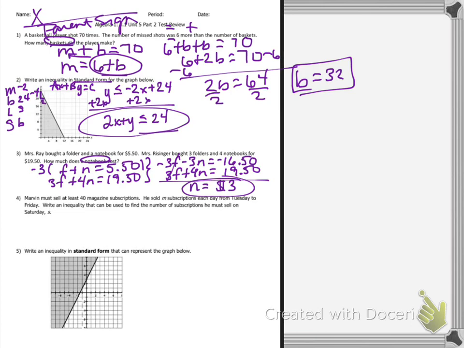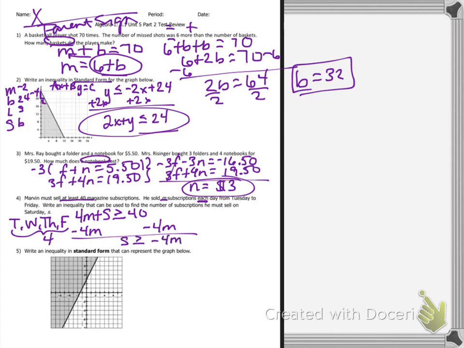Marvin must sell at least 40 magazines. So that's going to be greater than or equal to 40. He sold M subscriptions each day. So we have Tuesday, Wednesday, Thursday, and Friday. So that's a total of 4 days. So we're going to get 4M plus Saturday. Now, that's in standard form. If they don't show it to you in standard form, maybe they wrote it in slope-intercept, which is where you move your M to the side, greater than or equal to -4M plus 40, or 40 minus 4M.